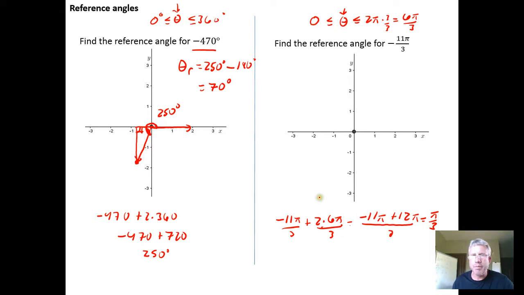And pi over 3, what does that mean? Well, pi is a 180-degree rotation. This says divide that 180 into 3 equal parts, or 60-degree chunks. So this right here is a pi over 3 angle. So initial side, terminal side. In this case, we're in quadrant 1. So theta equals theta r. So in this case, theta equals theta r equals the pi over 3 radian angle in quadrant 1.